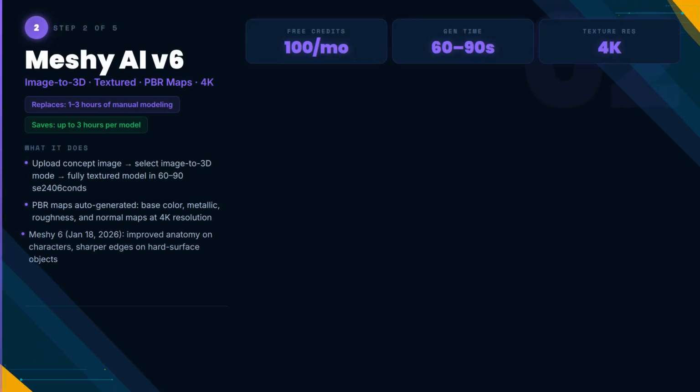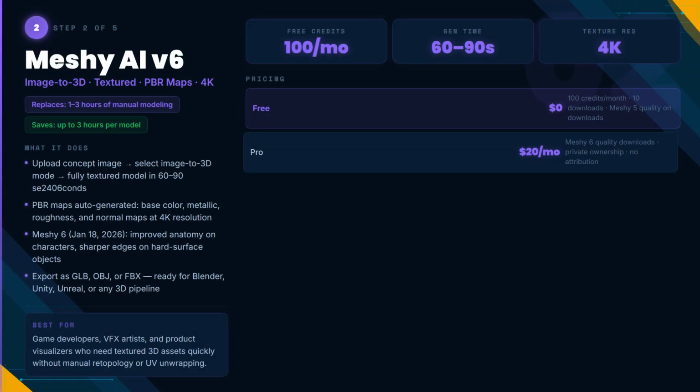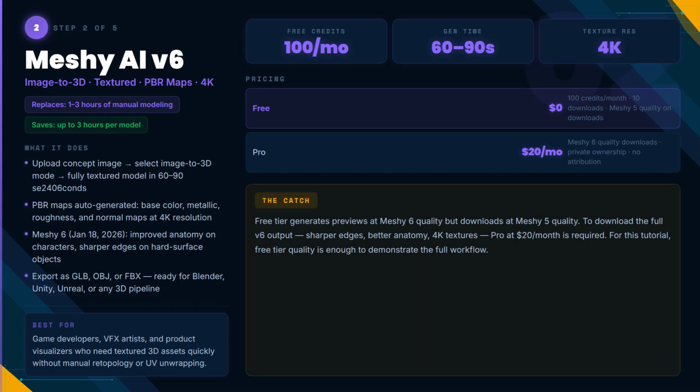Meshy AI V6. This is where the real time saving happens. Upload your concept image to Meshy AI. Select Image to 3D mode. Hit Generate and wait approximately 60 to 90 seconds. The output is a fully textured 3D model with PBR maps, base color, metallic, roughness, and normal maps all generated automatically. On Meshy 6, textures render at 4K resolution.